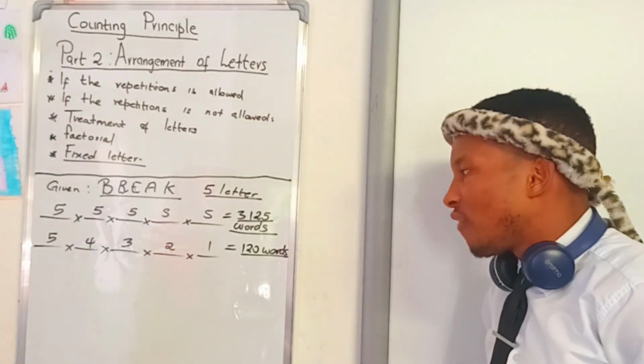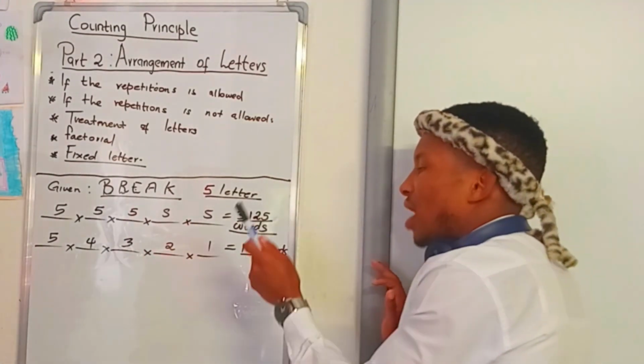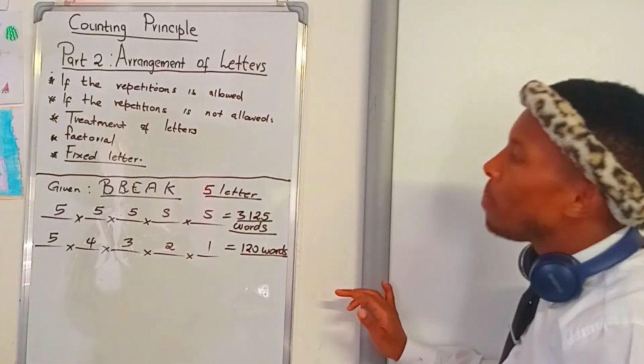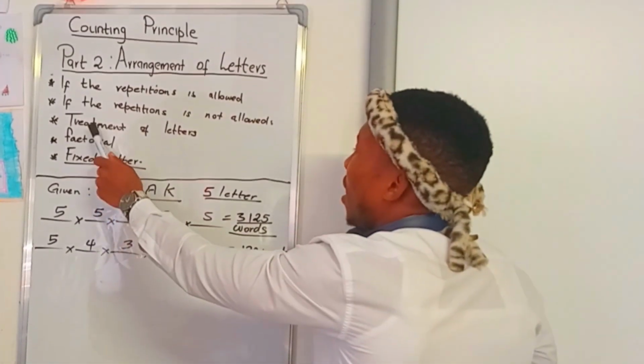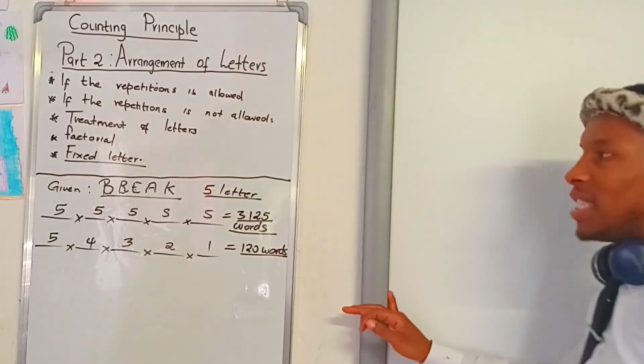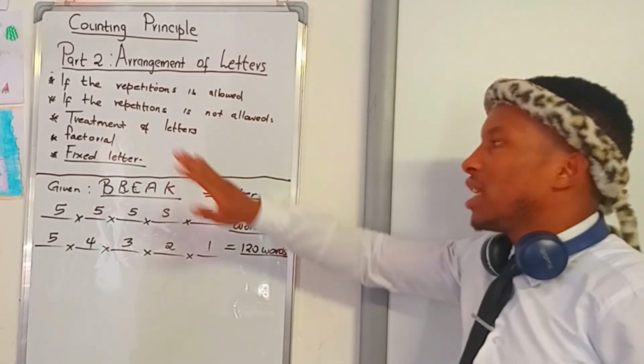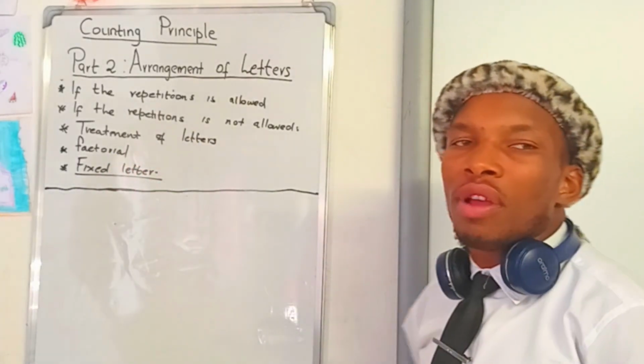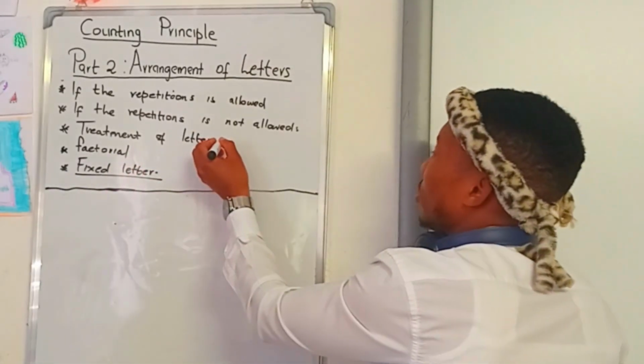Therefore, if repetition is not allowed for the letters that we have, we are just going to have 120 ways. Alright? Therefore, we have the treatment of letters. What treatment are we done with? Here, on the treatment, you're just going to look at only 2 ways.